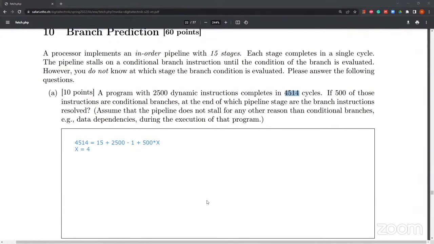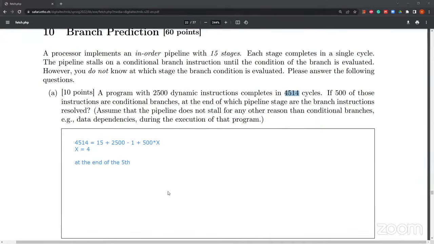Okay, and 4 is, according to this equation, the number of bubbles, right? So here, be careful. The question is asking at the end of which pipeline stage the branch instructions are resolved. And then the answer should be at the end of the 5th stage, right? Because it introduces 4 bubbles.